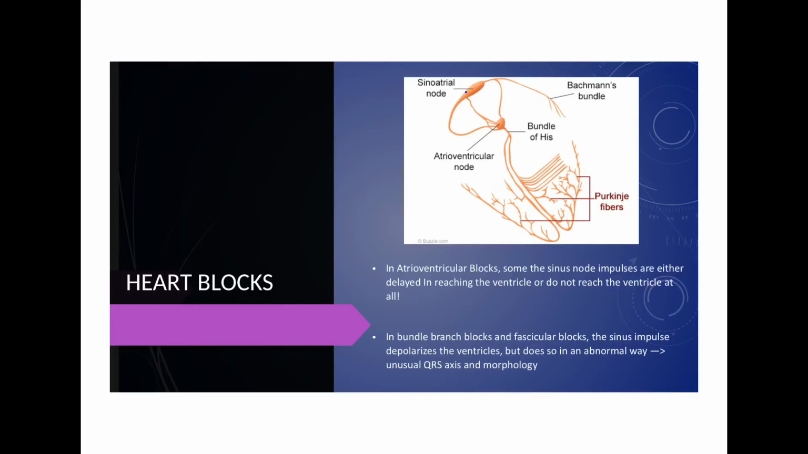A bundle branch block is a problem in either the right bundle or the left bundle. So only one of these pathways is blocked, so the ventricles do get depolarized. There's no dropped QRS complexes, but the QRS morphology will be abnormal because the conduction isn't proceeding through both ventricles simultaneously. One ventricle is getting depolarized early, and that's going to affect the shape of the QRS.